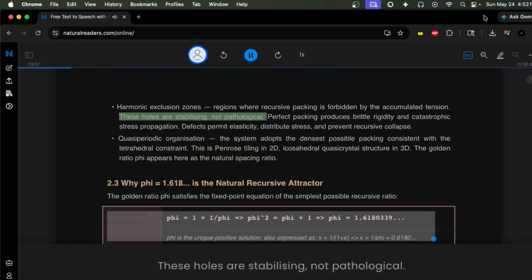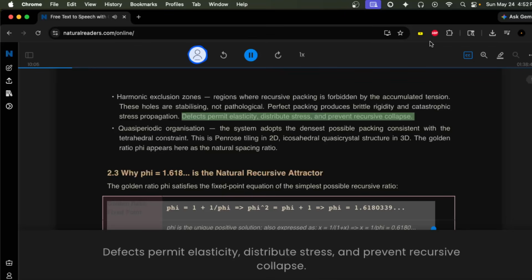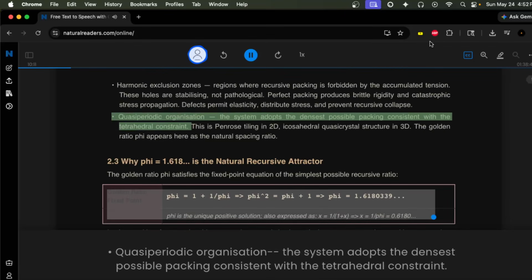These holes are stabilizing, not pathological. Perfect packing produces brittle rigidity and catastrophic stress propagation. Defects permit elasticity, distribute stress, and prevent recursive collapse. Quasiperiodic organization: the system adopts the densest possible packing consistent with the tetrahedral constraint.